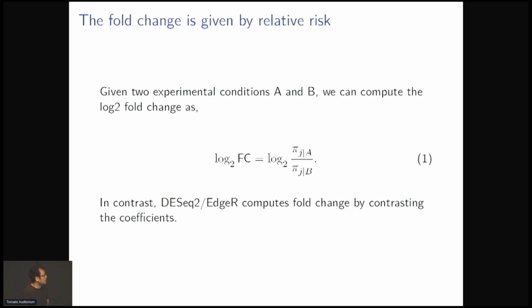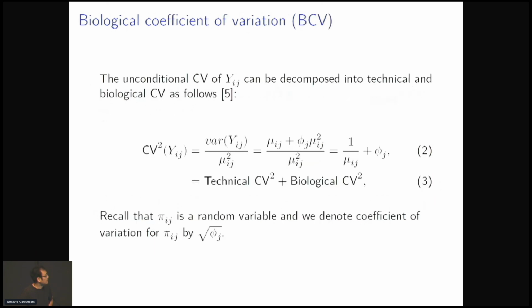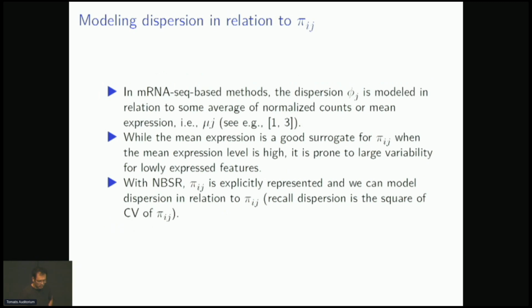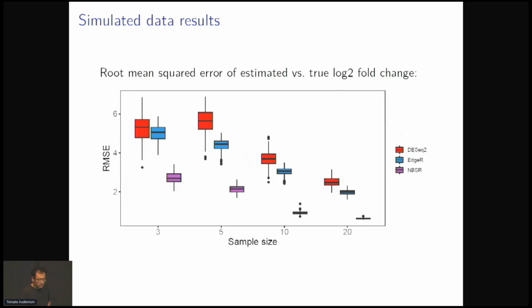So doing so, there's a couple of advantages that come from doing this. One is that we can now formulate fold change as a relative risk, which is a well-understood quantity in statistics. And the other thing is that the dispersion parameter can now be modeled in relation to relative abundance pi ij. If you recall, the square of the biological coefficient variation is actually equal to dispersion. And the biological coefficient variation is a quantity that's related to the randomness of the pi ij. So we're able to do more canonical modeling of the dispersion compared to, say, DSeq2 and HR.